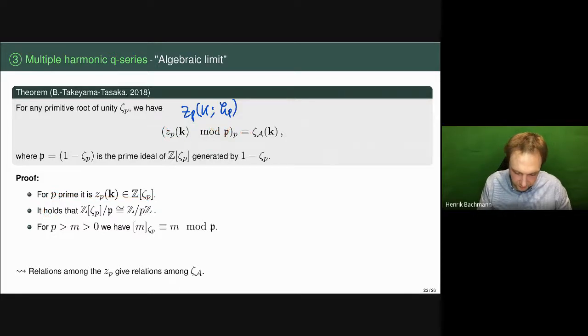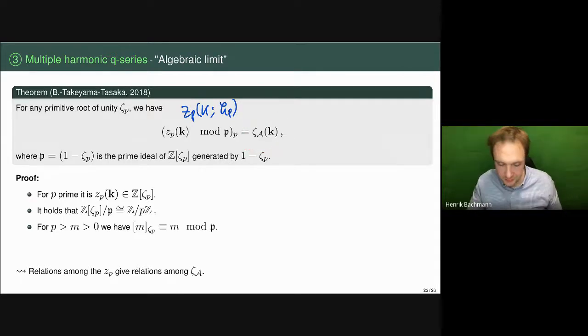And also this q bracket evaluated at this primitive root zeta_p is just m modulo p. So in the definition, 1 over this q bracket, this just goes to m. So in particular, again, if we have a relation for the Z_p, which are true for all p big enough, this gives a relation among these finite multiple zeta values.